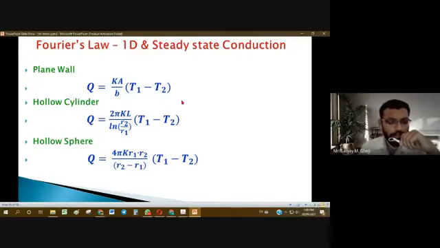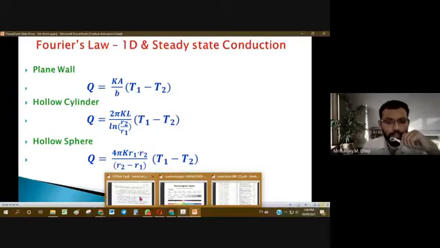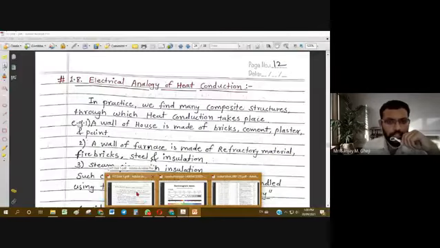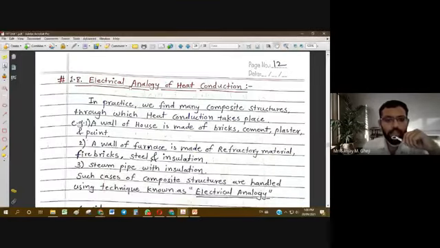So to find out the heat transfer rate from such composite structures, where more than one material is involved, we have to use some other analogy. That comes from the basic knowledge of electricity. That is why it is termed the electrical analogy of heat conduction.